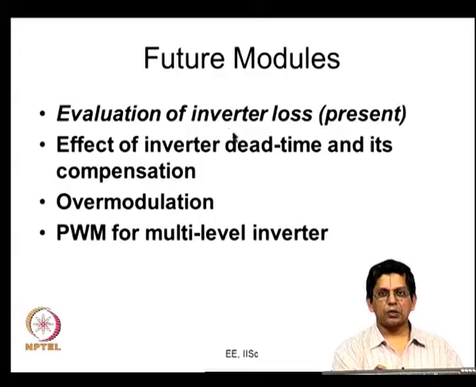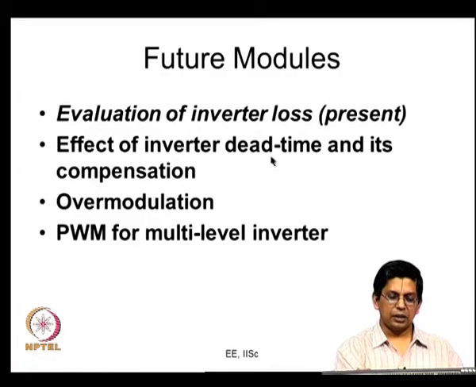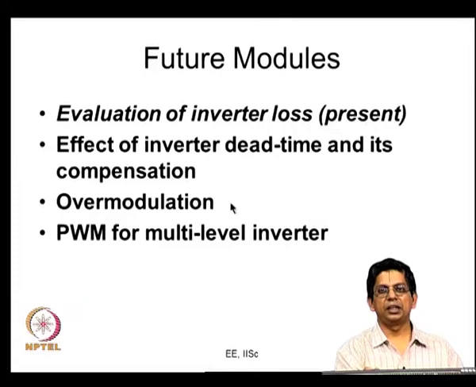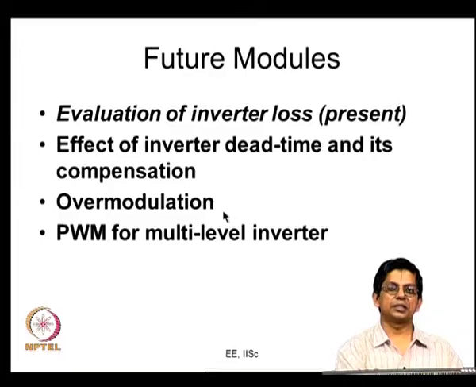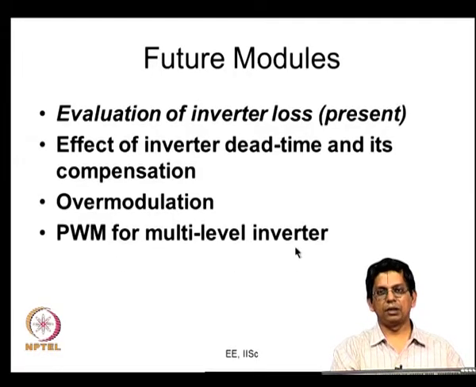So, from this point onwards we are looking at non-ideality. One of the effects of the non-ideality is the inverter loss, and then the dead time and the effect of dead time, and here we would look at over modulation. So far we are looking at the situation where the modulating signal's peak value does not exceed the carrier peak. You will have a situation where the modulating signal's peak exceeds the carrier value, that is over modulation. So, we will look at over modulation, and then finally we would look at a few PWM methods for multi-level inverter, which would be the end of the course.